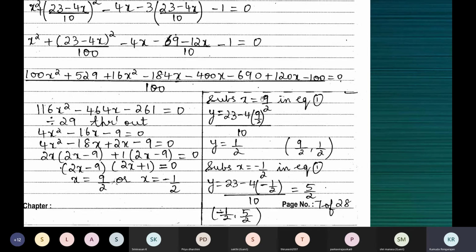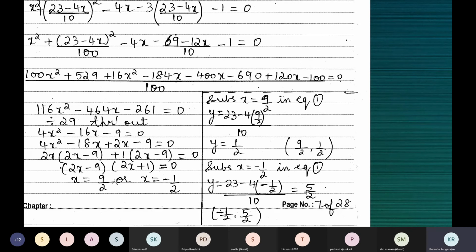So we are interested in finding x comma y. So 9 by 2 comma 1 by 2, or, sorry, minus 1 by 2 comma 5 by 2. X is 9 by 2, then the corresponding y is 1 by 2. So 9 by 2 comma 1 by 2. Or x is minus 1 by 2, y is 5 by 2. So minus 1 by 2 comma 5 by 2.